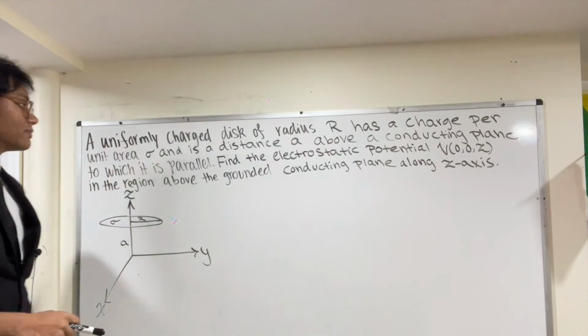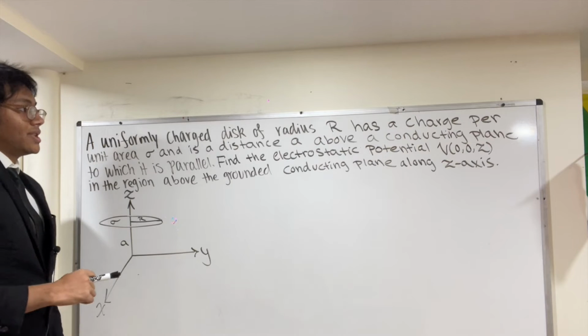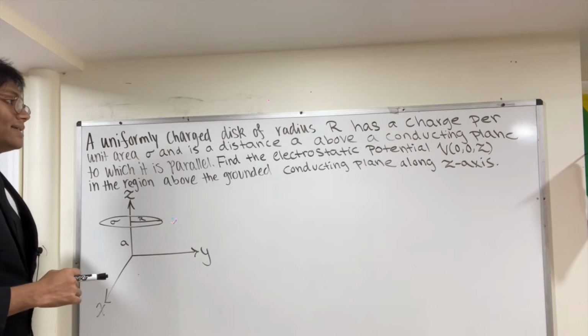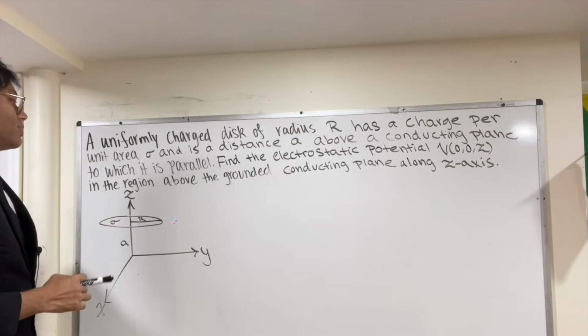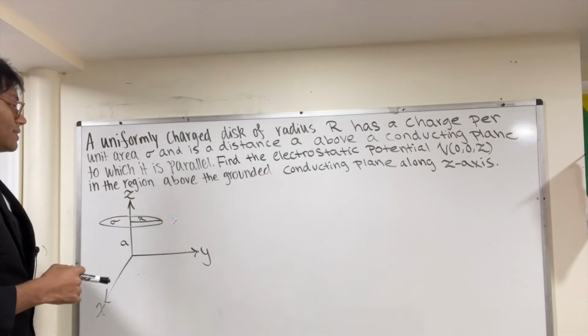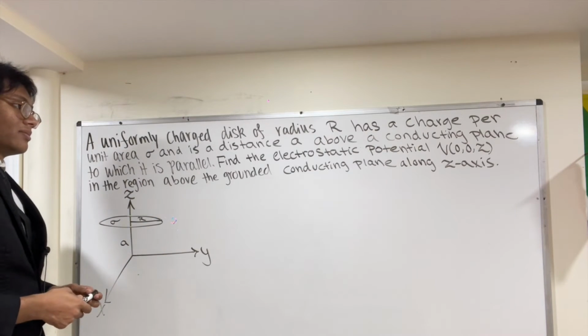Here's our problem. A uniformly charged disk of radius capital R has a charge per unit area sigma and is a distance a above a conducting plane to which it is parallel. Find the electrostatic potential along the z-axis in the region above the grounded conducting plane.